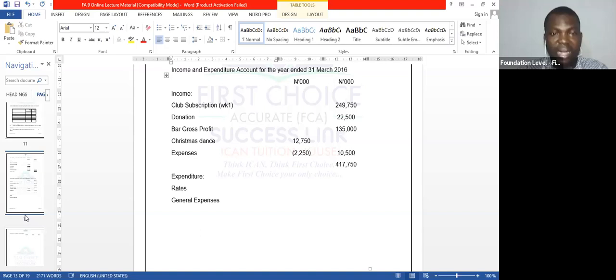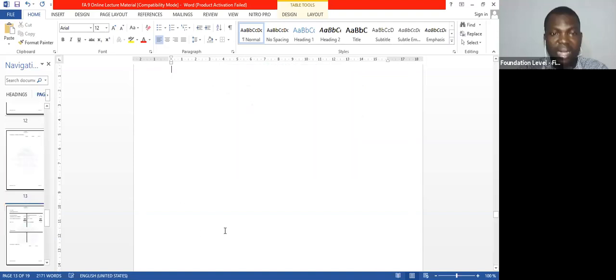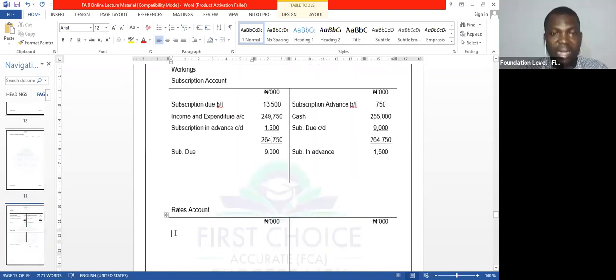So here we have the rates account. Then we ask, what is the owing? Owing is a liability. Liability will have what balance? The credit balance. So we have the balance for the amount that we are owing based on the question given to us, which is 6,750.